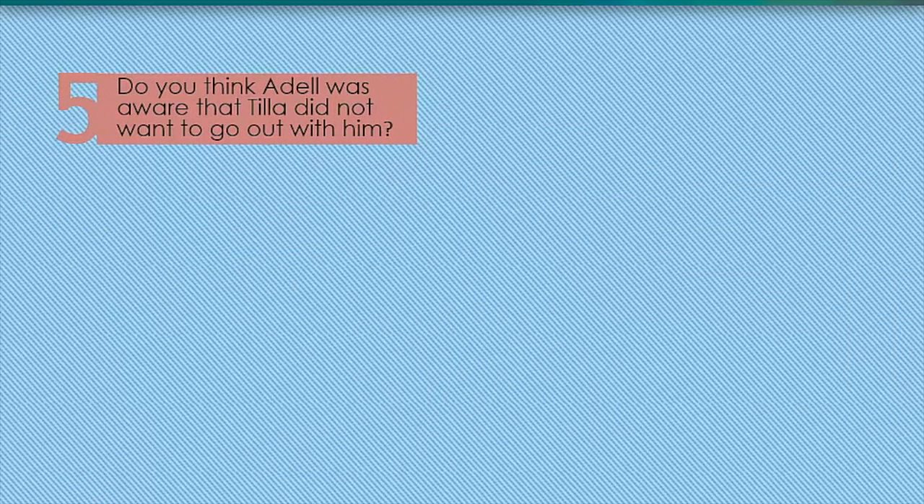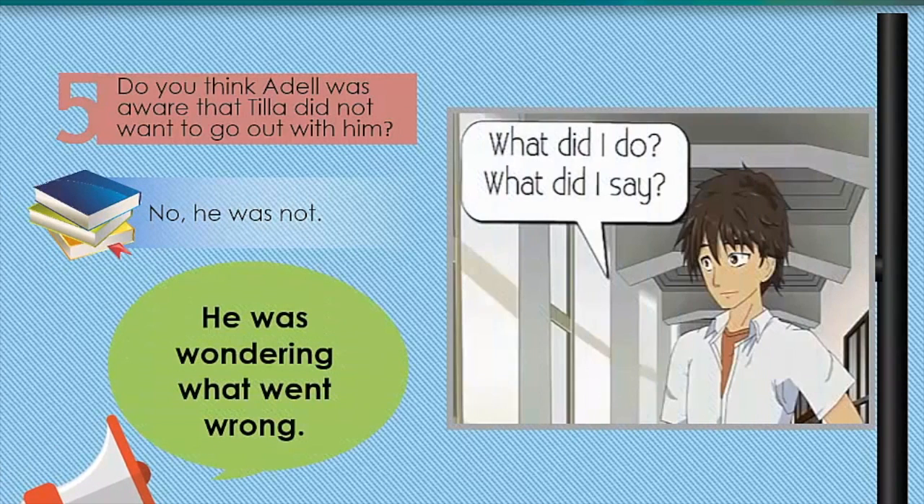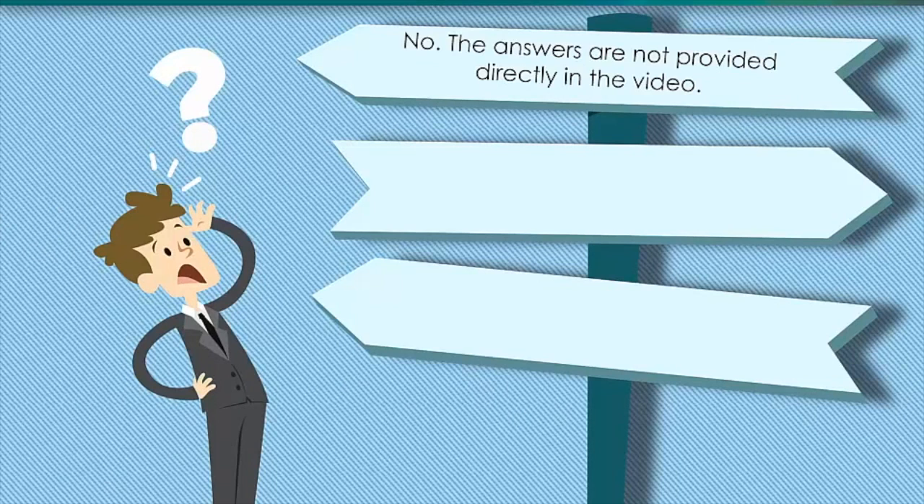Question 5. Do you think Adele was aware that Tila did not want to go out with him? Your answer? No, he wasn't. How do you know? He was wondering what went wrong. Are the answers provided in the video? No, the answers are not provided directly in the video.